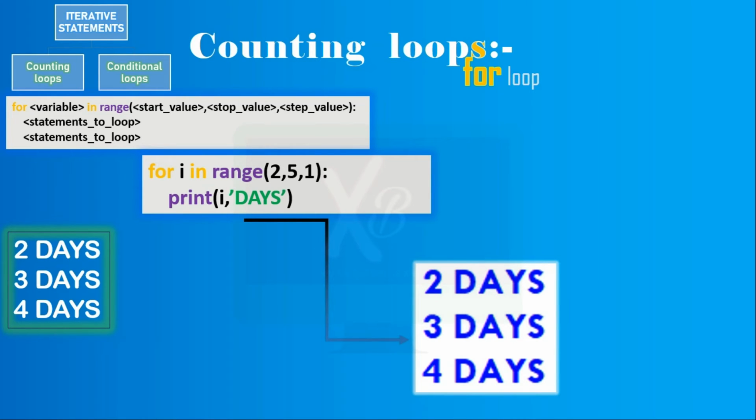Because if you want to include 4, we will use 5, because 5 is never included. 5 is the stopping value there. All right, and then comma 1 as the step value, because we are skipping 1. So after 2, we are not skipping 1, we are going to the next value. So 2, then 3, then 4. All right, so I comma days.